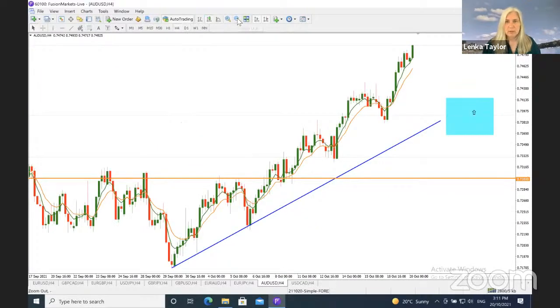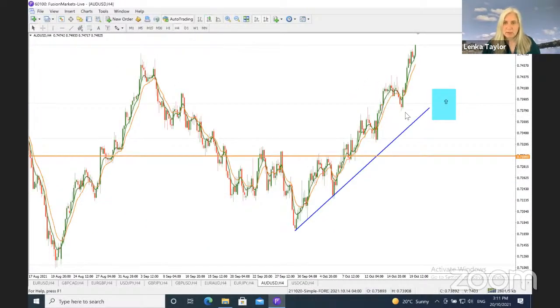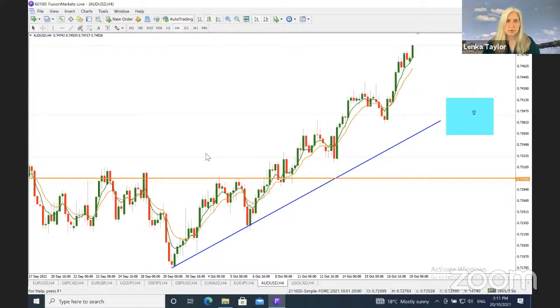On the 4-hourly, likely to look for an opportunity around this area. So the bottom of this, or around where, if it comes back to this trend line. So looking for long opportunities.